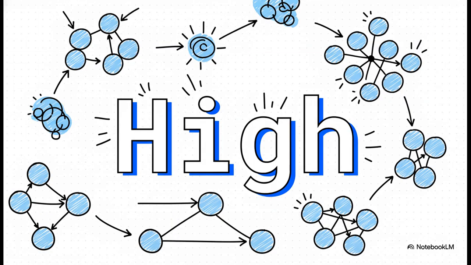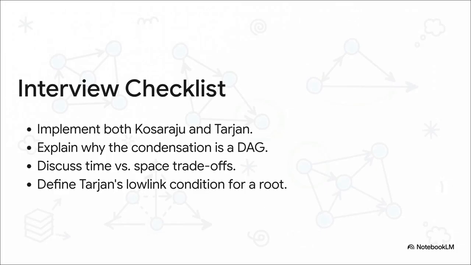And why does mastering all this matter? Well, because the interview frequency for this topic is high, for real. Companies want to see if you can understand and analyze the fundamental structure of networks, and SCCs are a classic way to test that skill. So, if you're prepping for an interview, here's your checklist. Make sure you can do these 4 things. Implement both algorithms from scratch. Clearly explain why collapsing SCCs always gives you a DAG. Discuss those space and time trade-offs we just saw. And finally, be able to precisely define Tarjan's low-link condition. That's the key to identifying an SCC root.